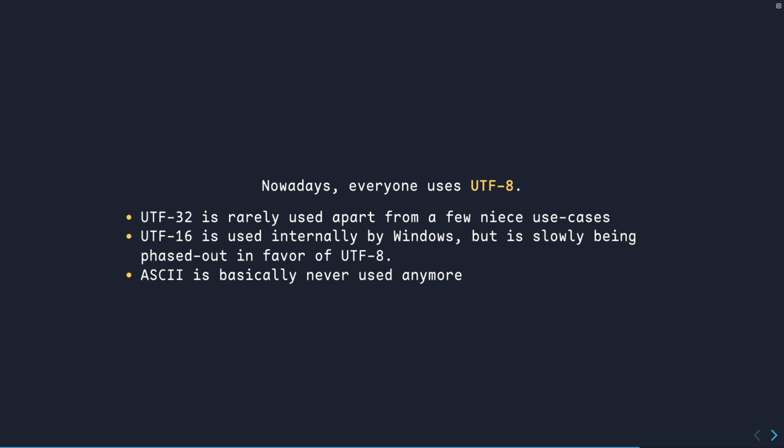With a few exceptions, UTF-32 has, from what I've understood, a few niche use cases, which you can basically forget. You can just forget UTF-32 exists after this talk. UTF-16 is still relevant. UTF-16 is used internally by Windows and in some other software, but it is slowly being phased out in favor of UTF-8. And ASCII is basically never used anymore, except by people who just forgot to think.